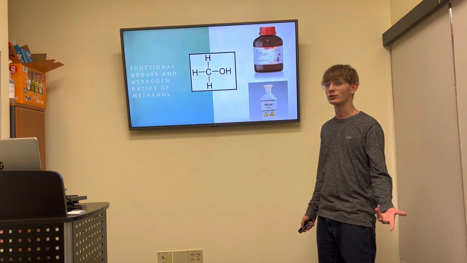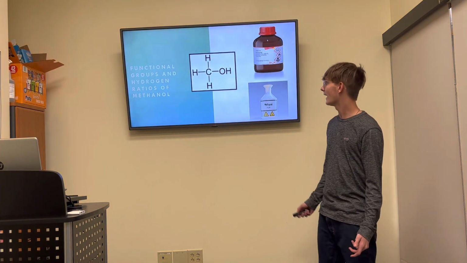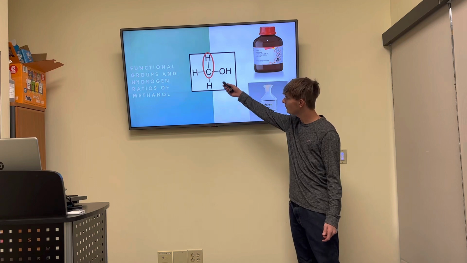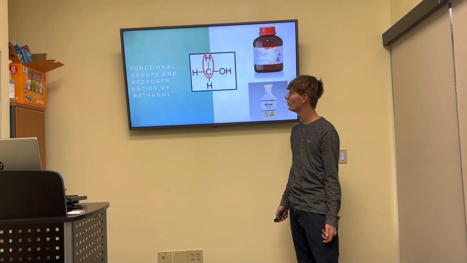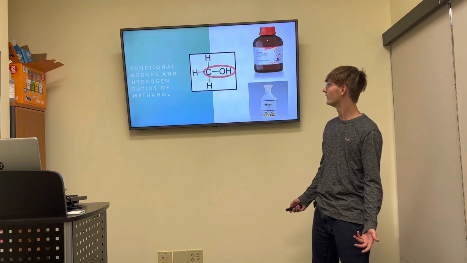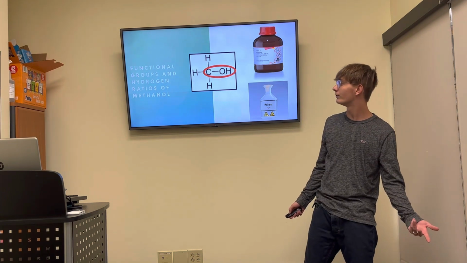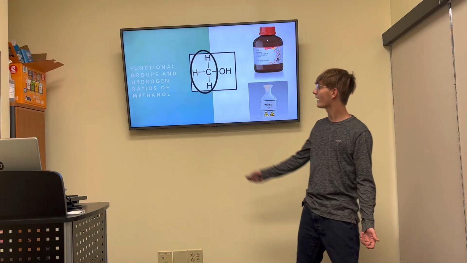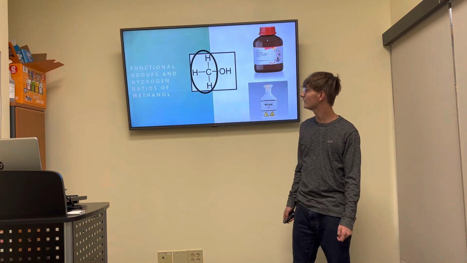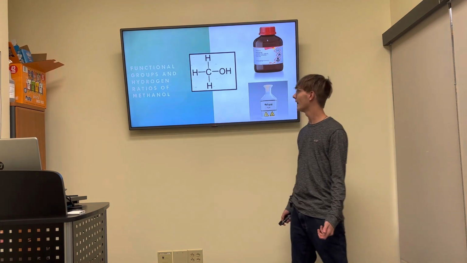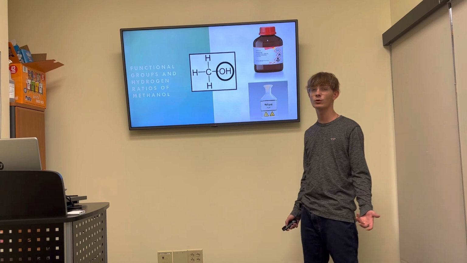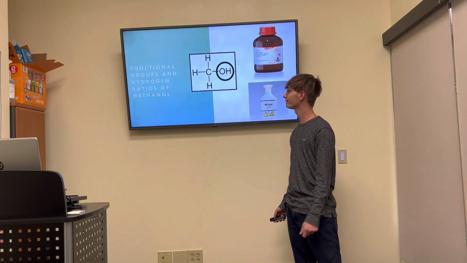But what is a functional group? A functional group, as shown, is a singly bonded carbon to a hydrogen, or also an OH bonded to a carbon. And now for the ratio of hydrogen atoms, we have 3 singly bonded hydrogens to a carbon and an OH bond. So that gives you a ratio of 3:1.